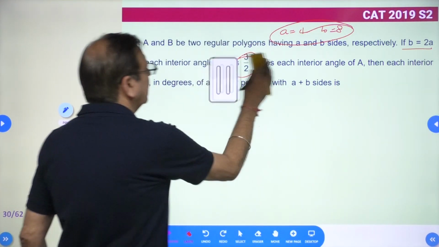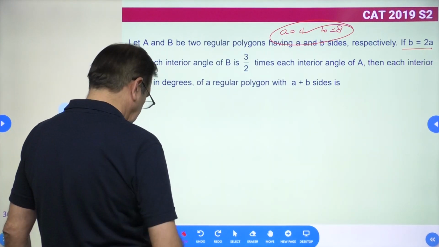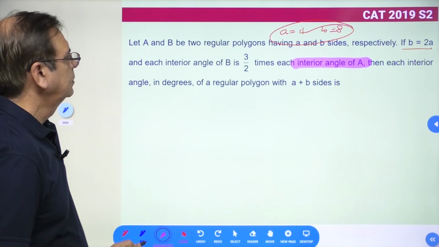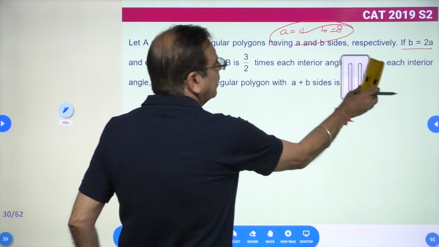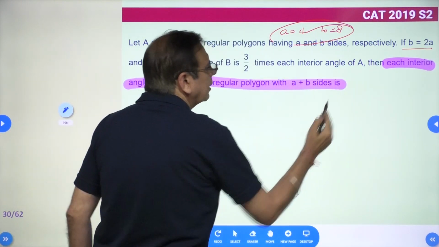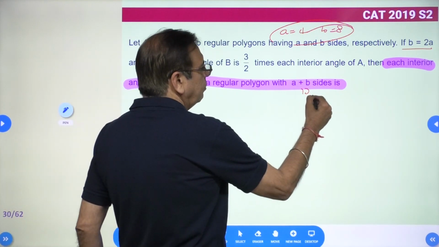Now what are we supposed to find out finally? Okay, we have to find the interior angle of a regular polygon with A plus B sides. What is A plus B? A plus B is 12.